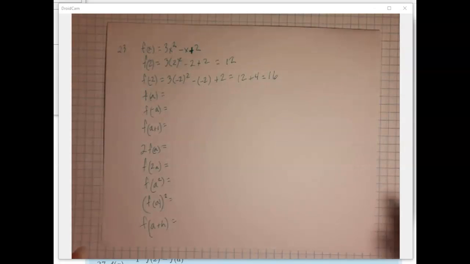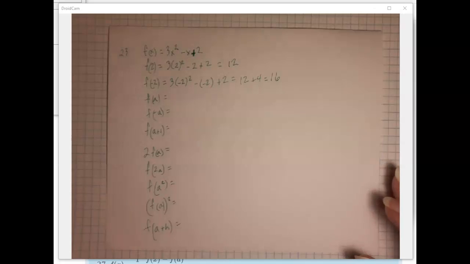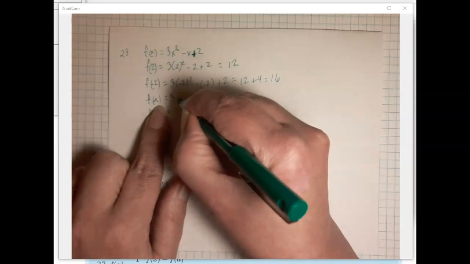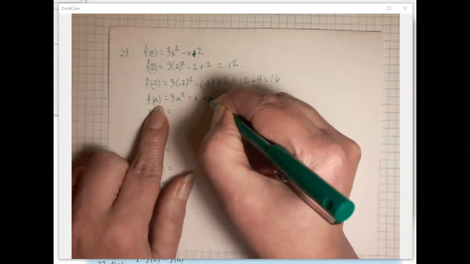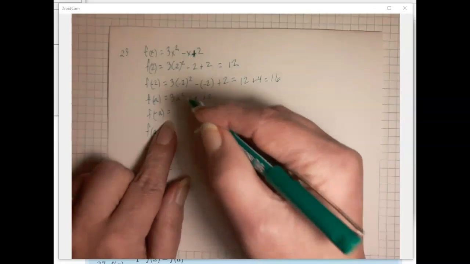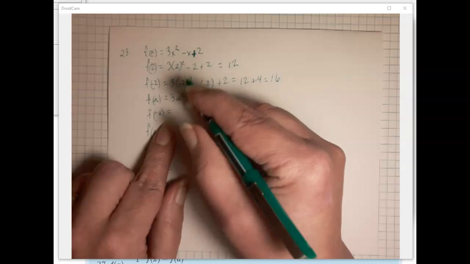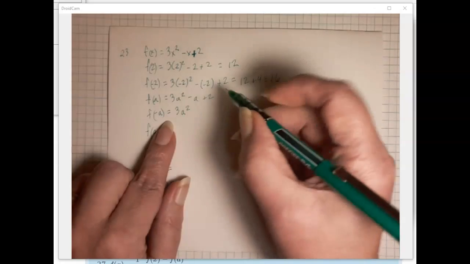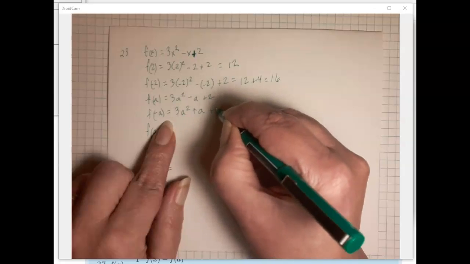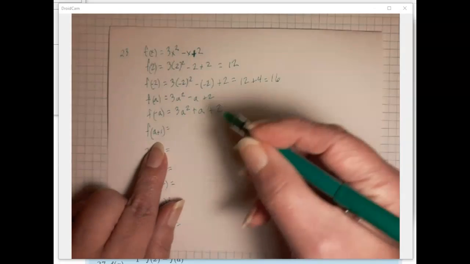Now the rest of these I have to do by hand because there are no numbers given in the problem. So f of a means everywhere I've got an x, I'm going to put an a. 3a squared minus a plus 2. F of -a means everywhere I've got an x, I'm going to put a -a. Well, -a squared is going to give me a positive, so this will be 3a squared. A times negative will give me a positive a plus 2. So it's really very easy.